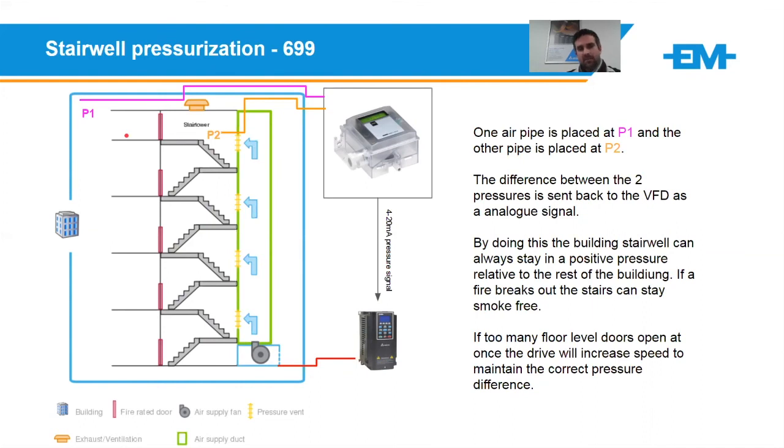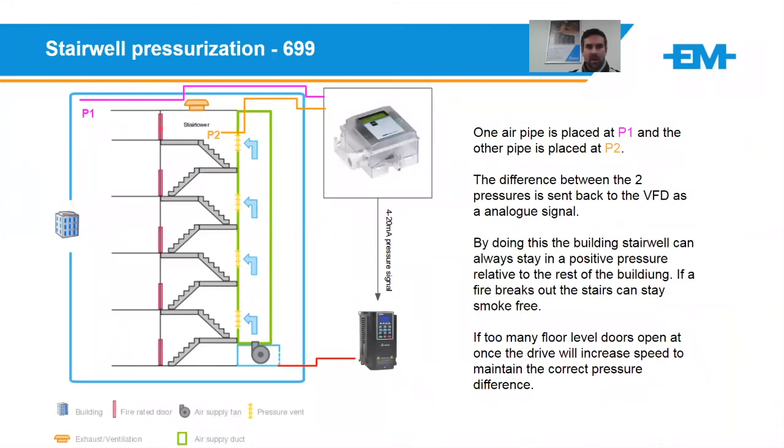allowing valuable time for people to make the escape down the staircase. So P1, for instance, will be connected inside the passageway. You'll have your little pipe running into the general corridors of the building, and P2 would be situated inside of the actual stairwell. You would then tell the drive, I want to keep a difference of 20 millibar or whatever the value is, and the drive will always try and maintain the difference in pressure.